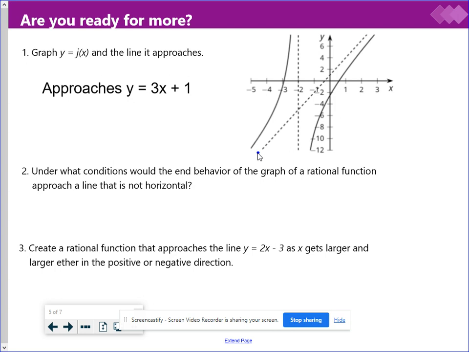There's a vertical asymptote, but it also has the asymptote of y equals 3x plus 1. So the vertical asymptote is right here, but y equals 3x plus 1 is right here. That wasn't a very straight line, but those two asymptotes give me 2 lines that my graph can approach. That's how I've got those 2 different curved lines. Okay. Number 2 says, under what conditions would the end behavior of a graph of a rational function approach a line that's not horizontal? That's any time that the numerator has a degree that's more than the denominator.